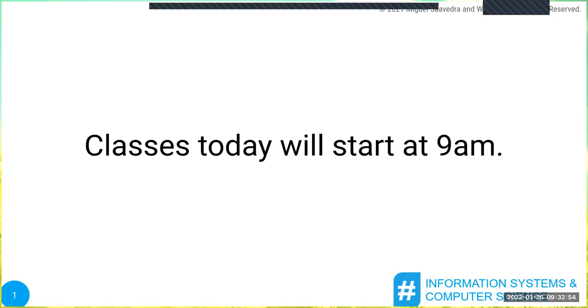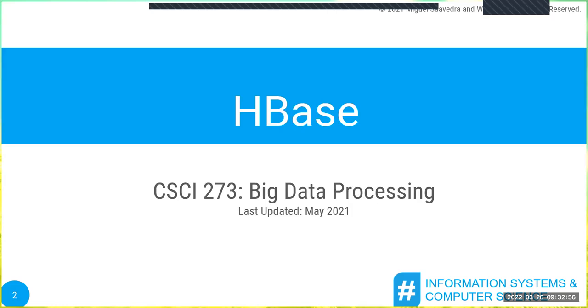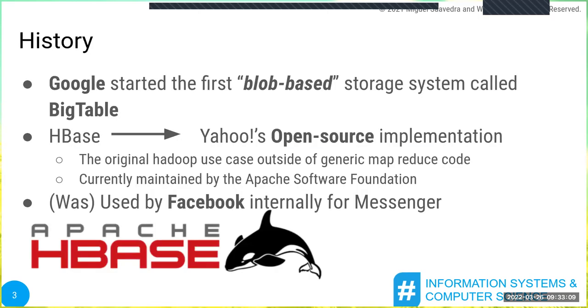Okay, so let us proceed with HBase. So HBase essentially is a database system, right? That is not a traditional database system. So again, we tend to call this NoSQL database system. So the history of HBase is basically started out by Google creating a blob-based system called Bigtable. Bigtable was essentially created to store things, for example, like emails.